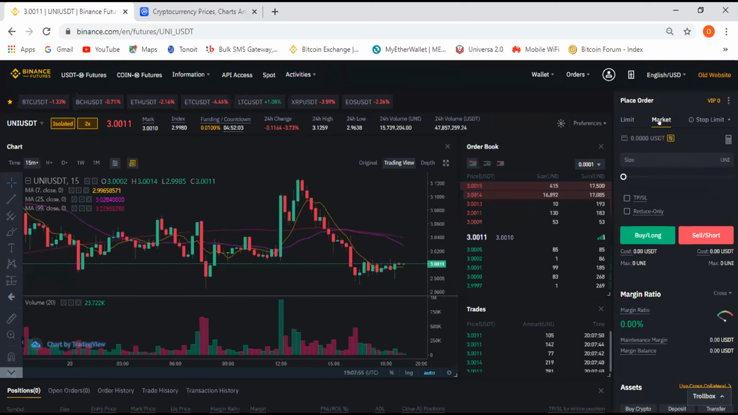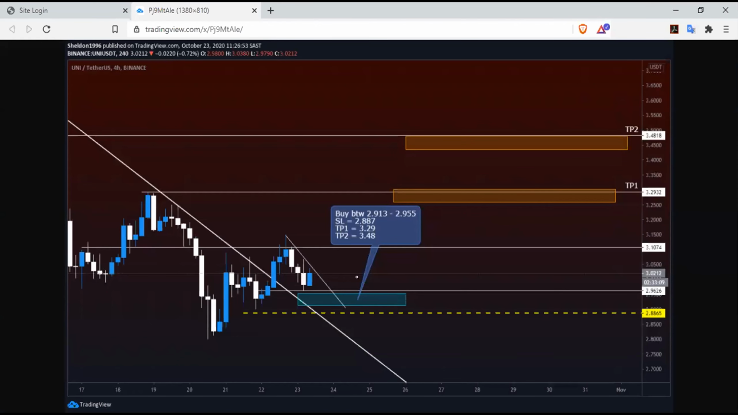Now, if the price is below, the price has not gotten to where we expect it to be. For example, the price has not gotten to this point, which is between 2.913 and 2.955. The price is still coming down from this candle. We expect another candle to form and come down to this range. That is when you should take it.